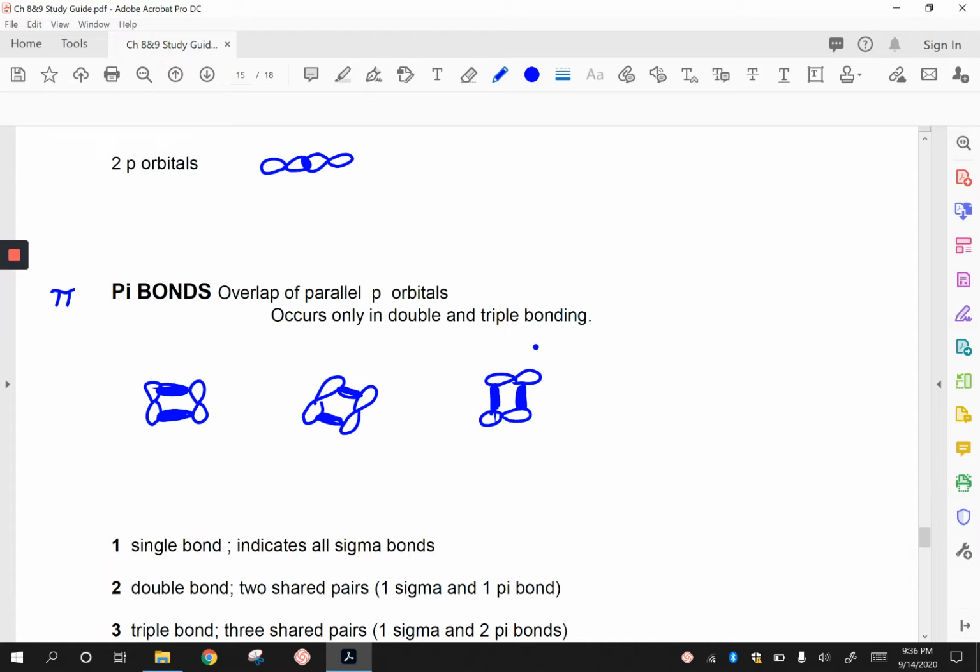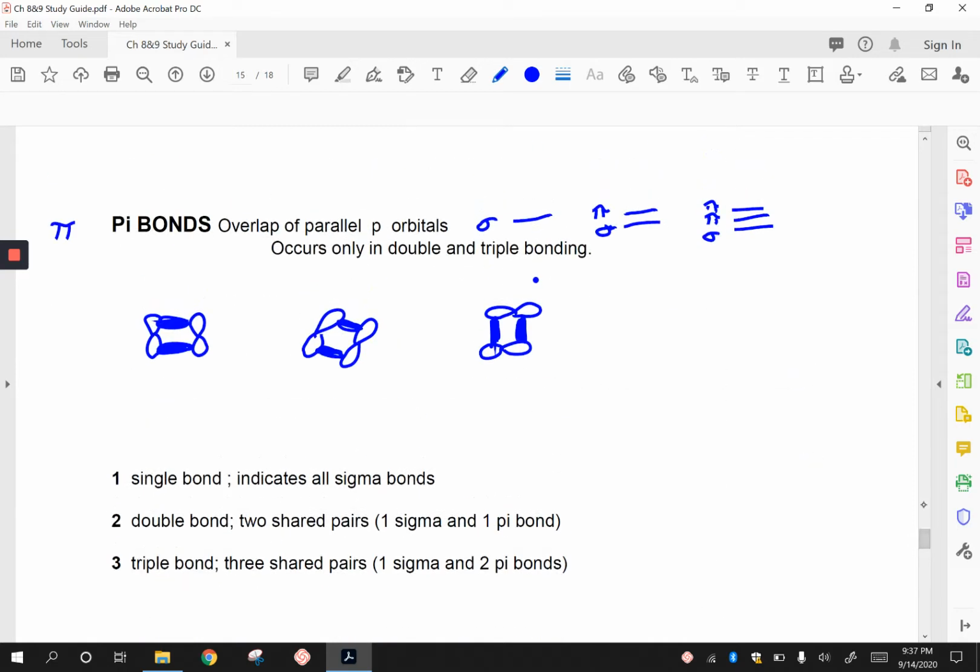So if you have a double bond, the first one is going to be a sigma, and then the second one is going to be a pi. If you have a triple bond, the first one is going to be a sigma, and then the second and the third one will be pi. So the first connection between any two atoms is always a sigma. The second or third connection will be a pi. So all single bonds are going to be just sigmas. A double bond, you have a sigma and a pi. A triple bond, you have a sigma and two pi's. And so that's what it says right here.